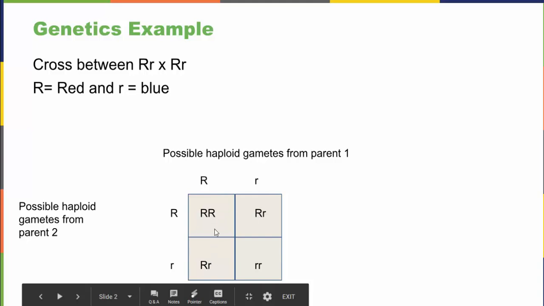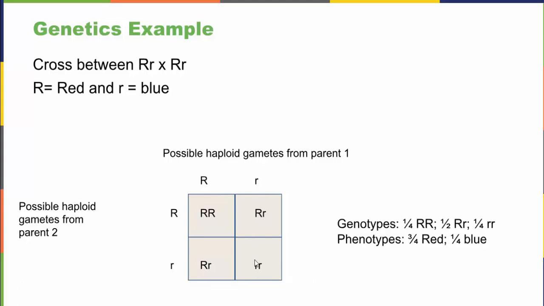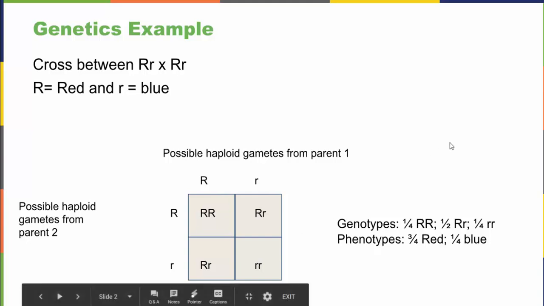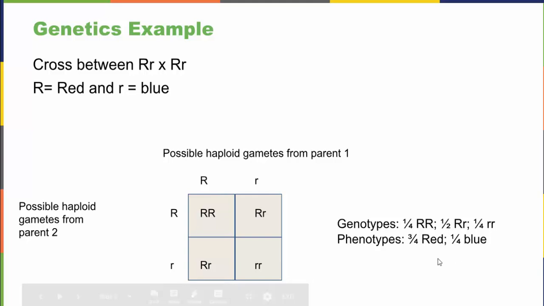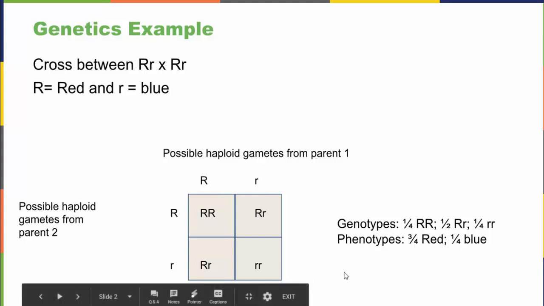So our phenotype is going to be 3 out of 4 red, 1 out of 4 blue, which I have here. Genotypes: 1/4, 1/2, 1/4, and the phenotypes: 3/4 red, 1/4 blue.